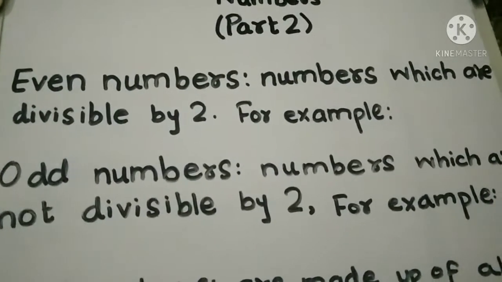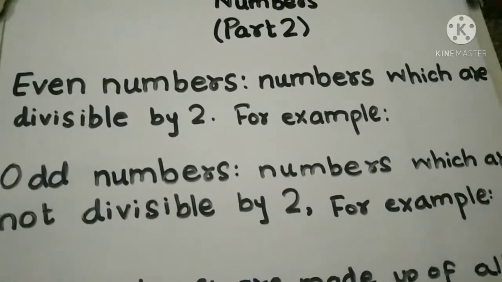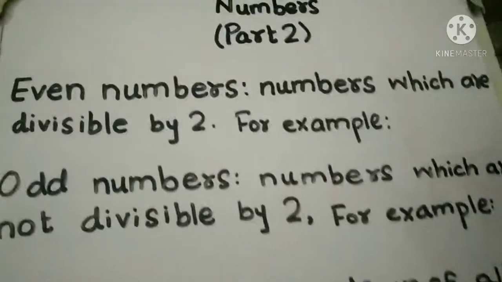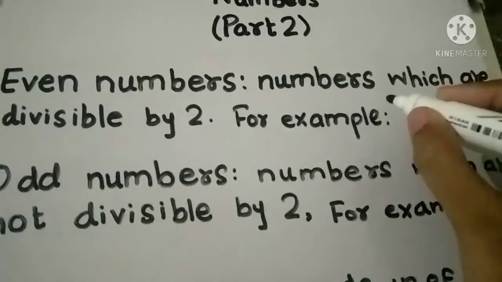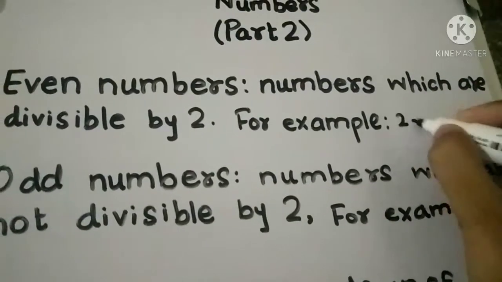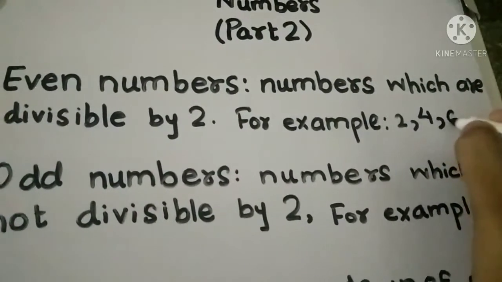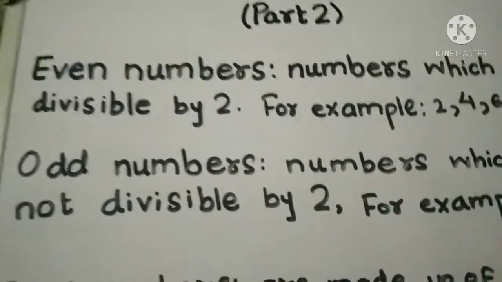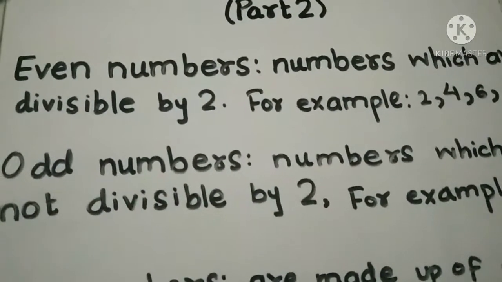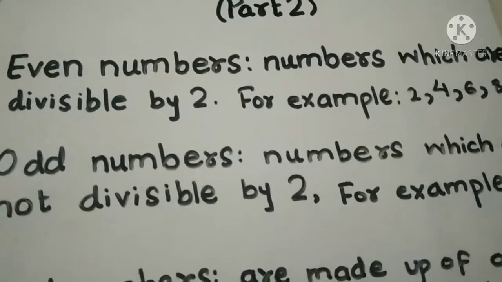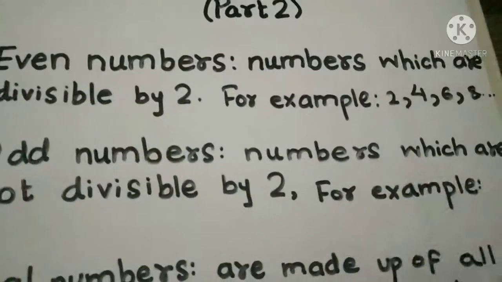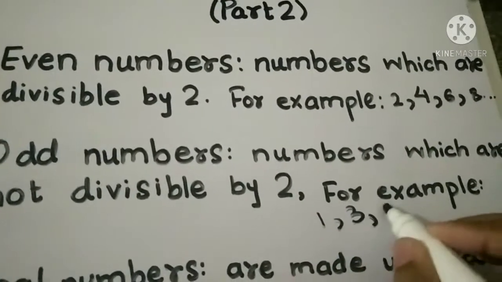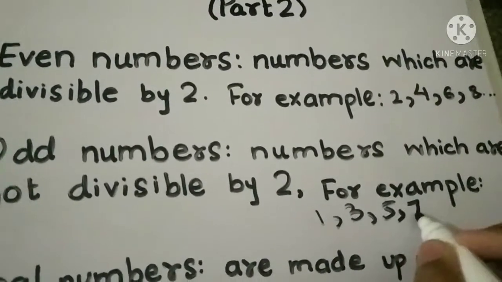Even numbers. What are even numbers? Numbers which are divisible by 2. For example, table of 2: 2, 4, 6, 8 and so on. Odd numbers. What are odd numbers? Numbers which are not divisible by 2. For example, 1, 3, 5, 7.